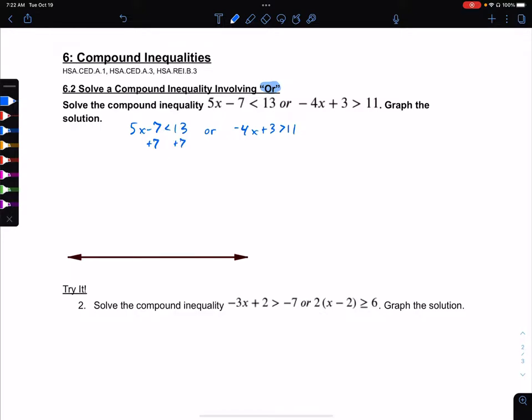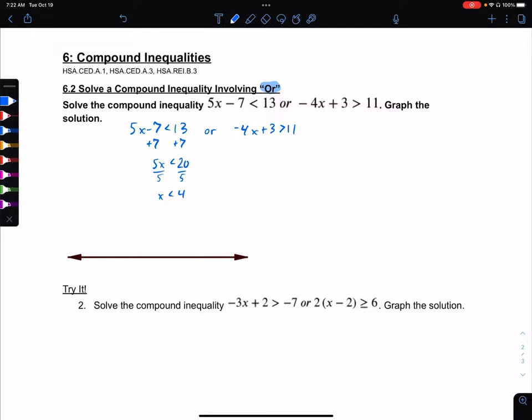So we're going to add 7 to each side here. 5x is less than 20. Divide by 5. So x would be less than 4. And that's pretty easy to graph, right? We'd be able to graph that. We'd have an open circle and then go from there.